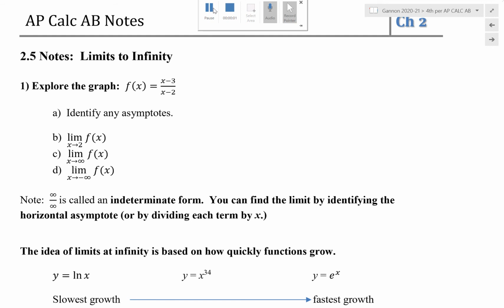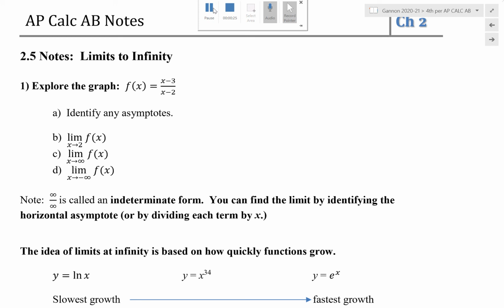Hey guys, welcome back. In this video, we're going to look at the 2.5 notes talking about limits to infinity. So the first thing we're going to do is take a look at this graph of the rational function, quantity x minus 3 over the quantity x minus 2. In doing so, we want to identify some things. The first thing is to identify any asymptotes.